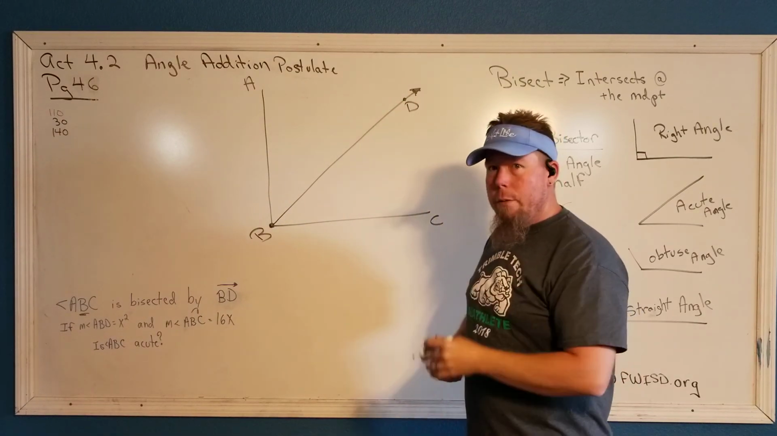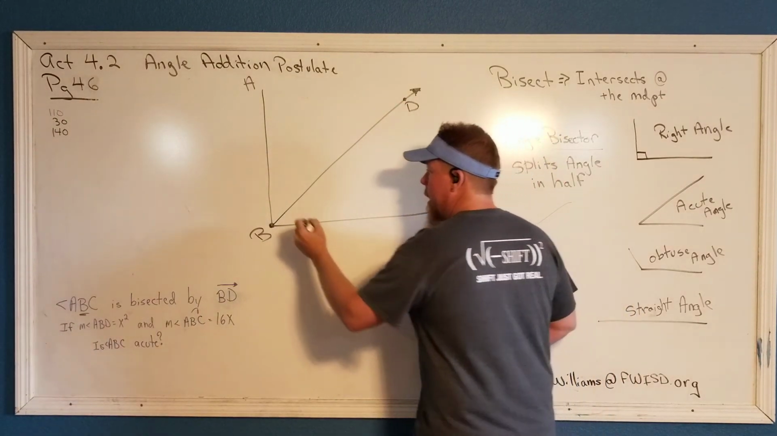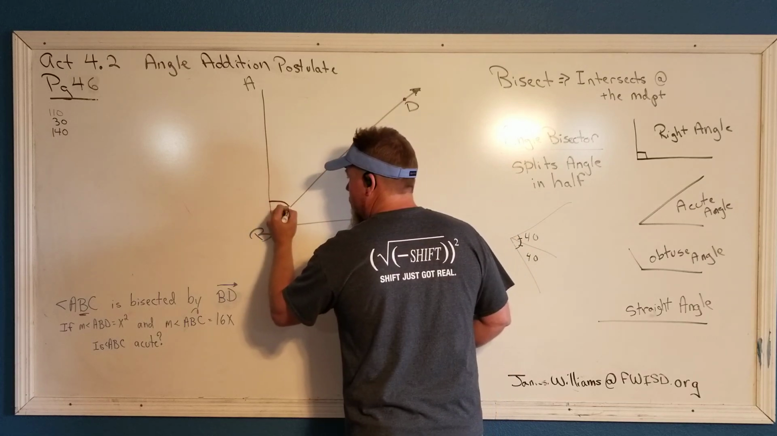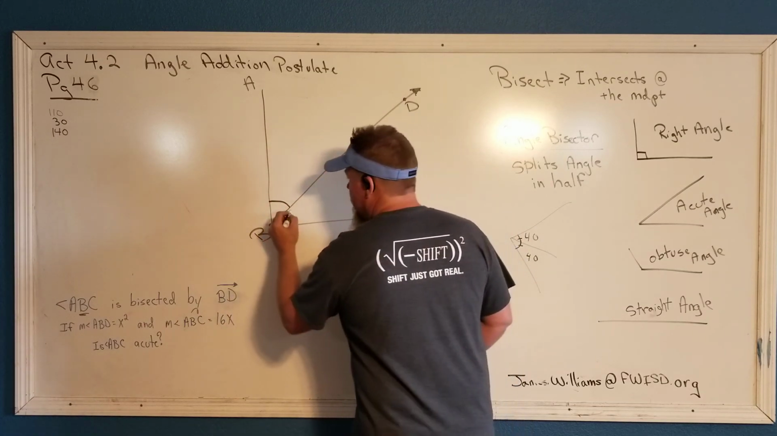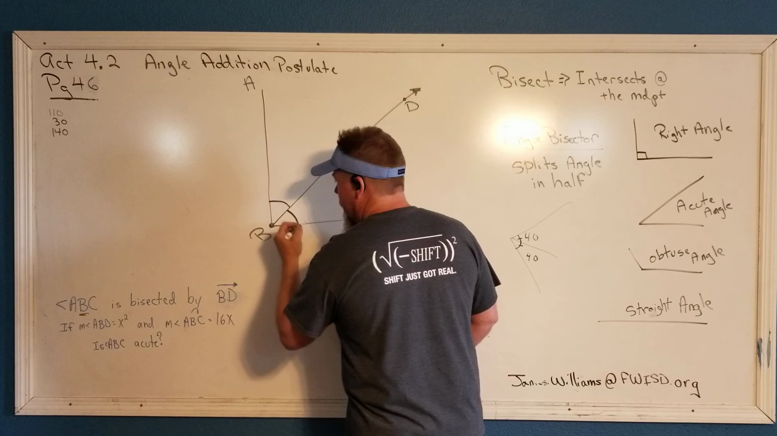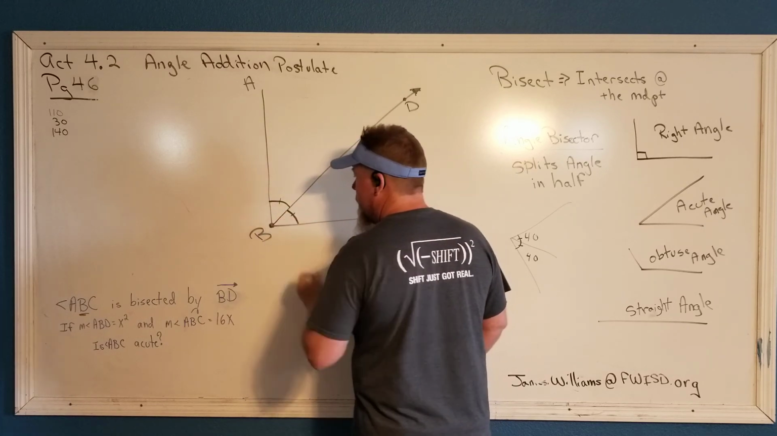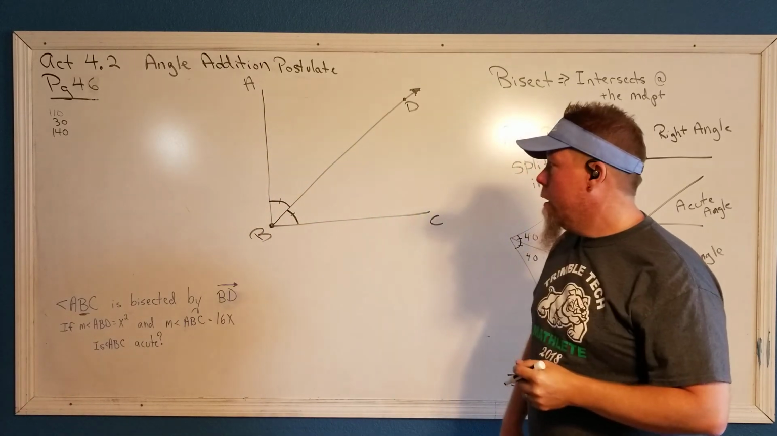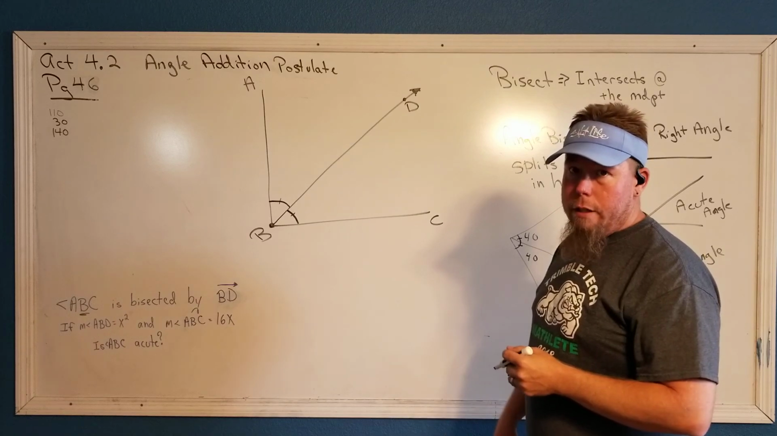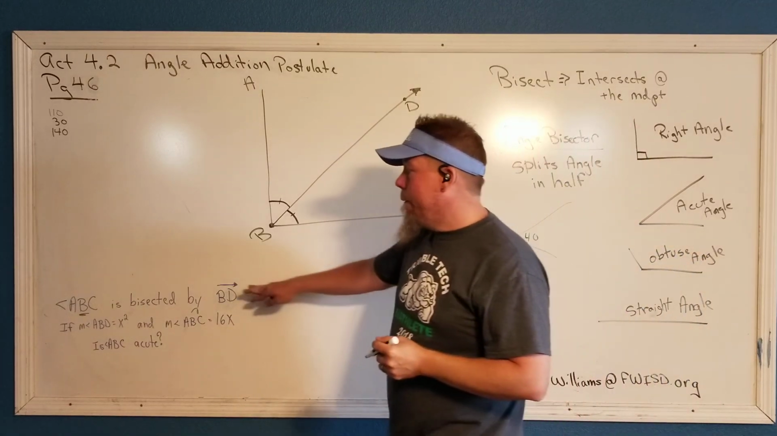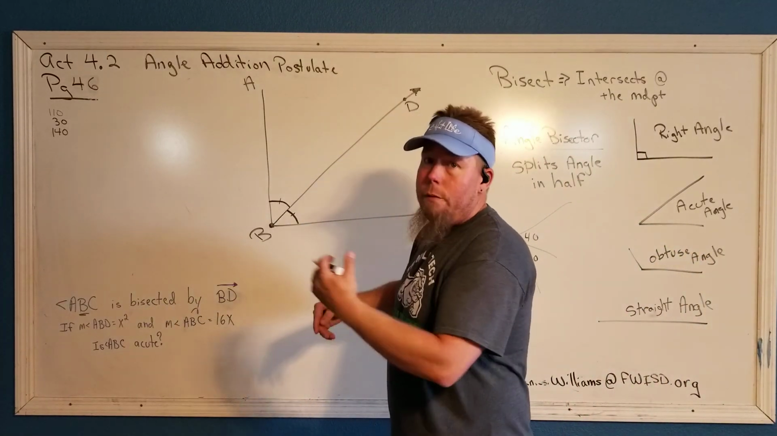Now, let's make sure we label this correctly. Bisect, that means that this measurement, whatever it is, I don't know what it is, is going to be equal to this measurement, okay? And I'll put my little tick marks there. That's what I'm going to use commonly, okay? So those two angles are equal to each other, right? That's all from the first sentence. I haven't even read the second sentence yet.